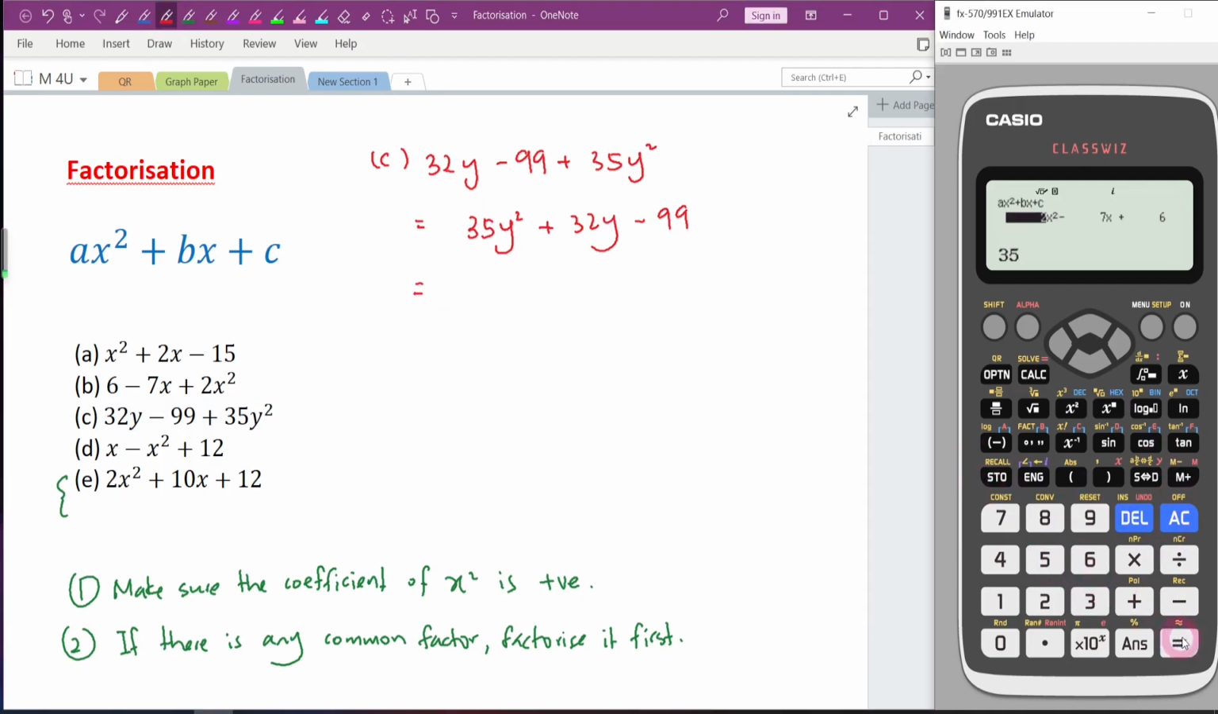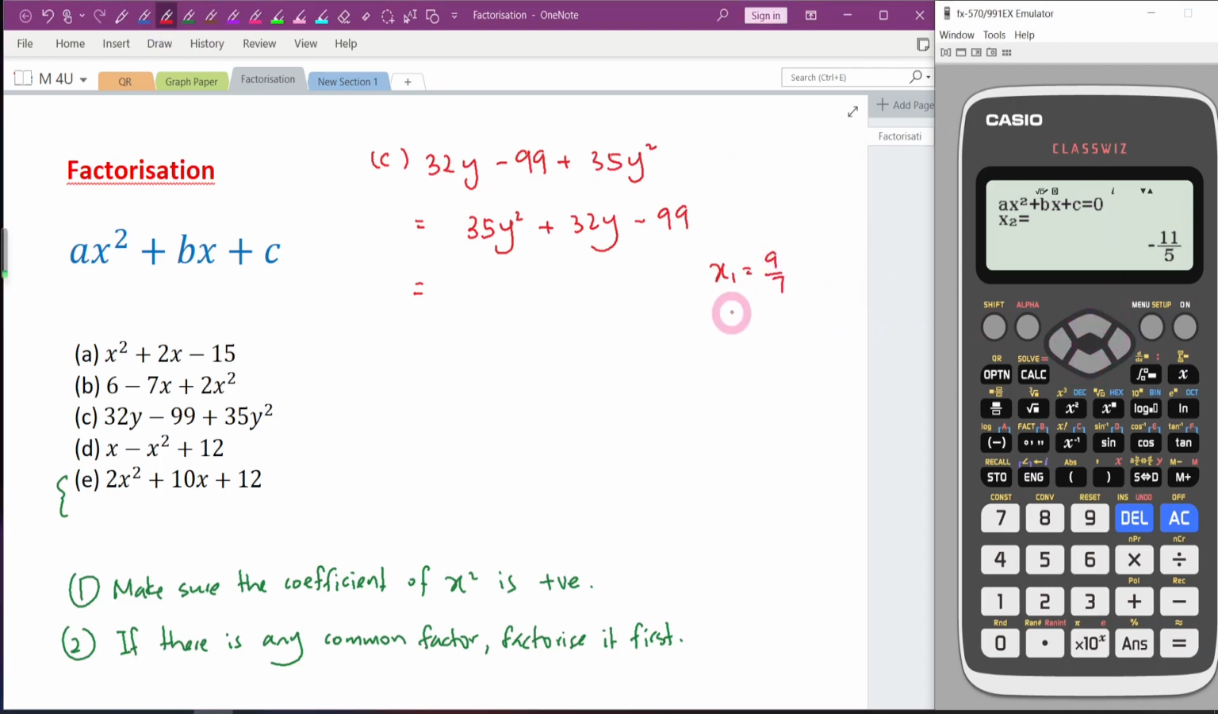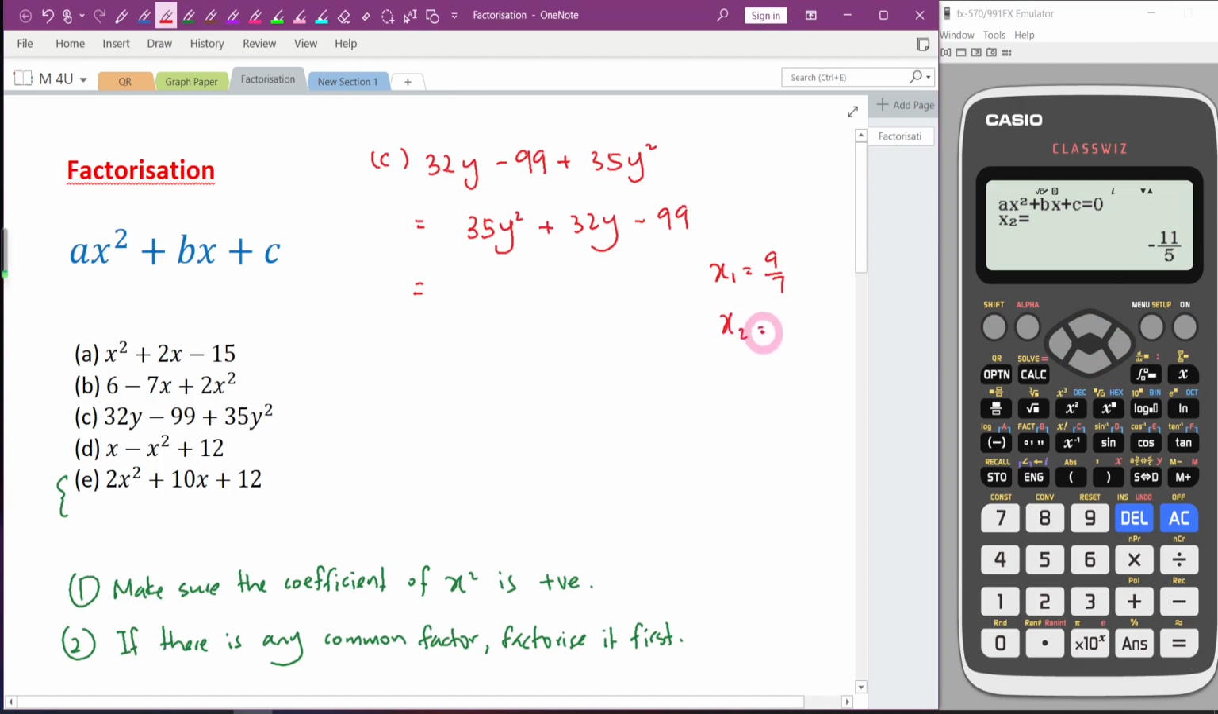35 equals positive 32, we just need to key in 32, and then negative 99. Okay, 9 over 7 and negative 11 over 5. x1 is equal to 9 over 7. x2 is equal to negative 11 over 5.